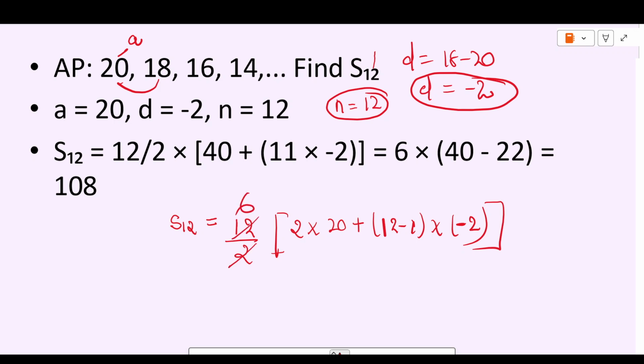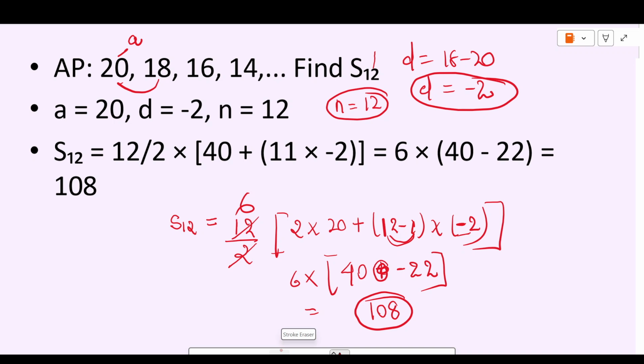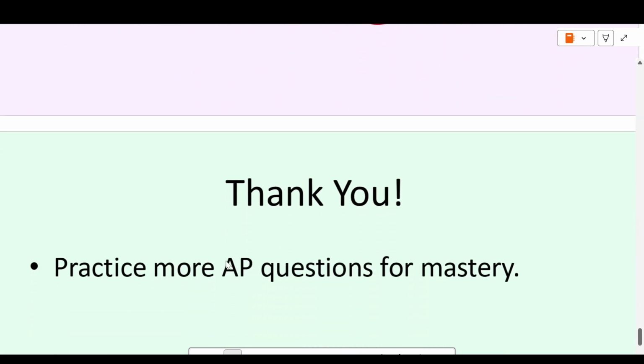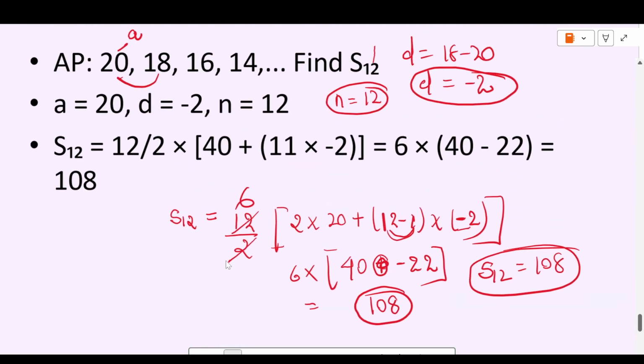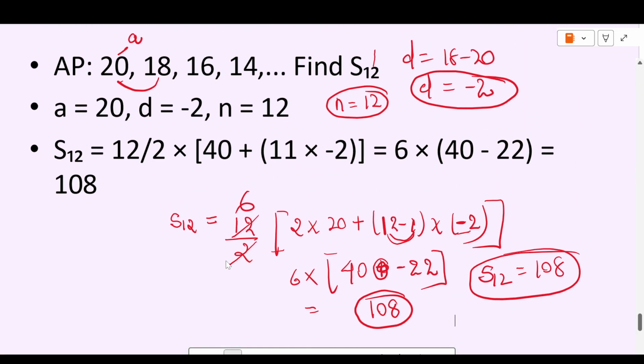Here is 6 into (40 plus 11 into minus 2). The product is minus 22. If we solve this, we get 108. So the sum of 12 terms is 108. This is the formula we can use to find the sum of n terms of an AP, right?